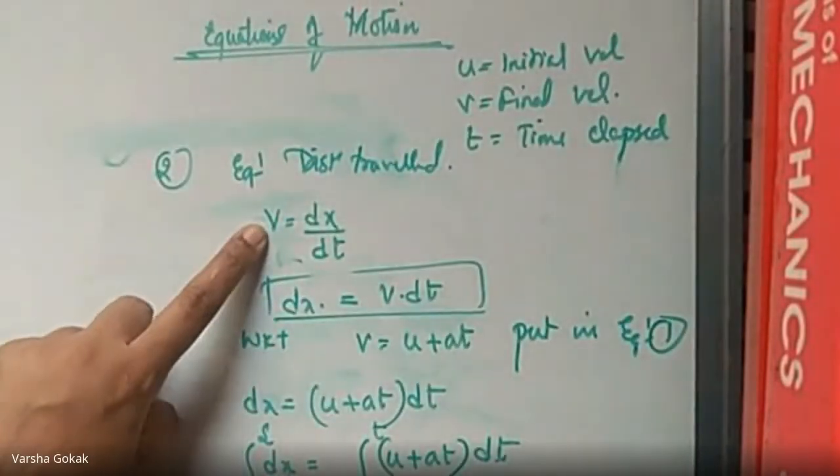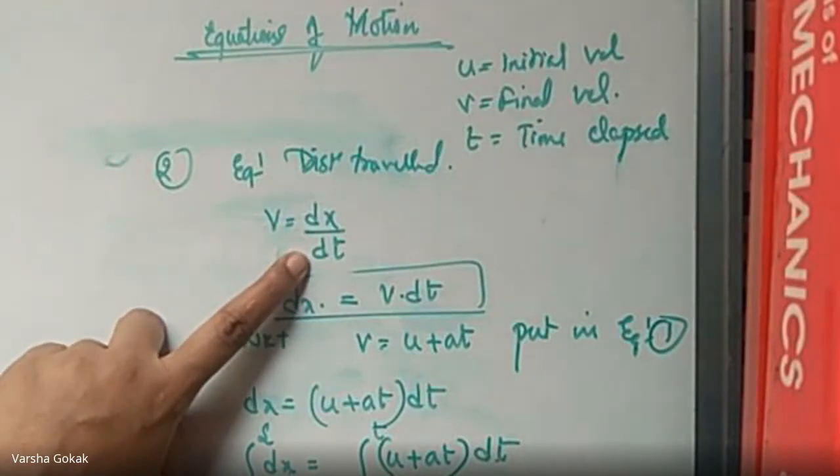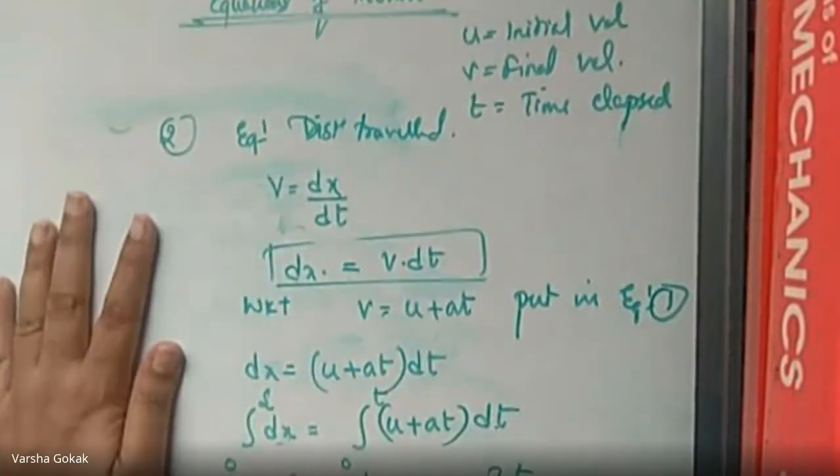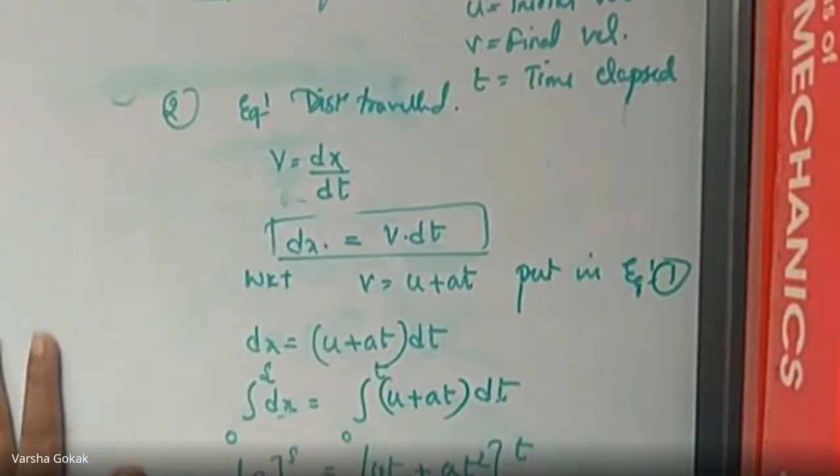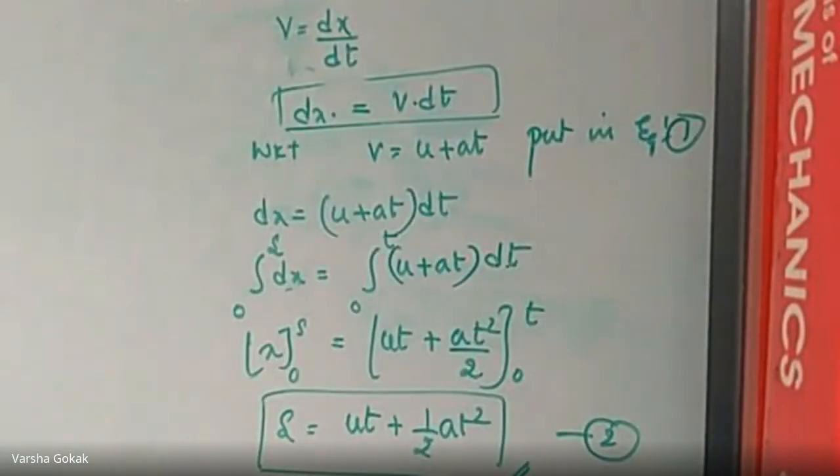From the condition velocity equal to dx by dt, that is rate of change of displacement, and substitute for v over here as u plus at, put the limits, and you get the second equation of motion, that is s equal to ut plus half at square. Right? I hope you all are understanding. You all have done this also in your PUC, I suppose.